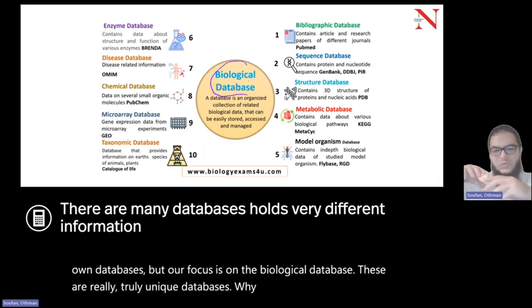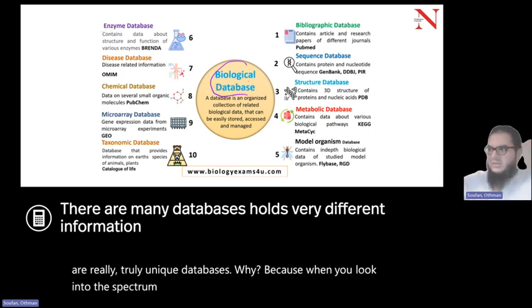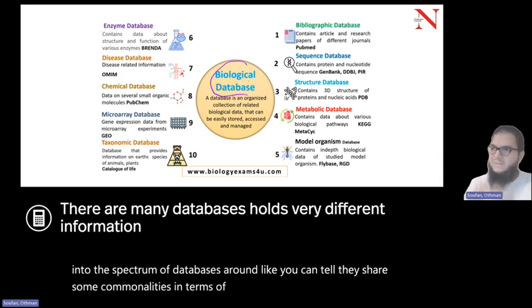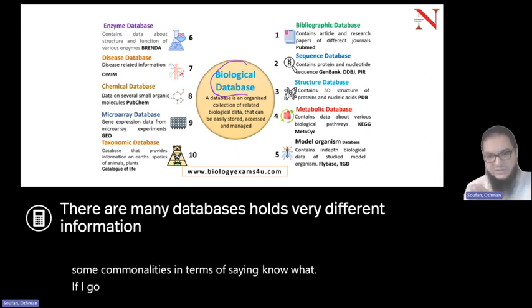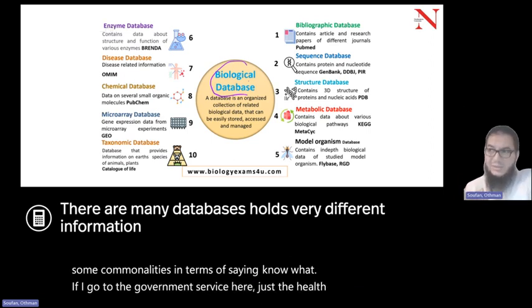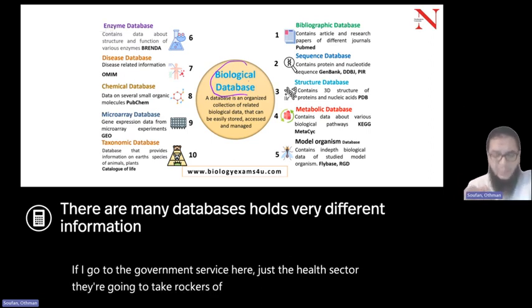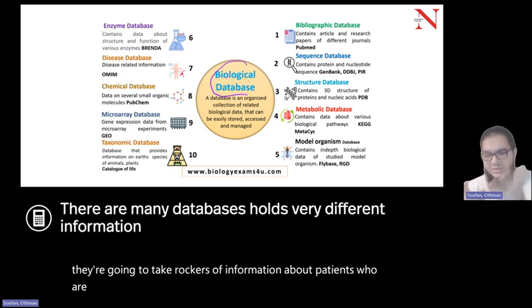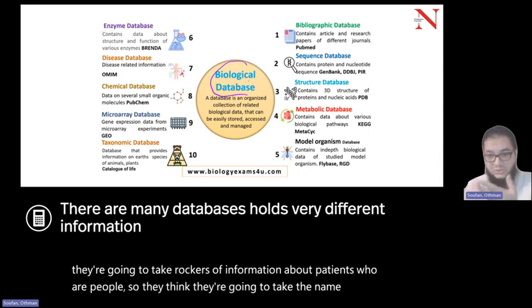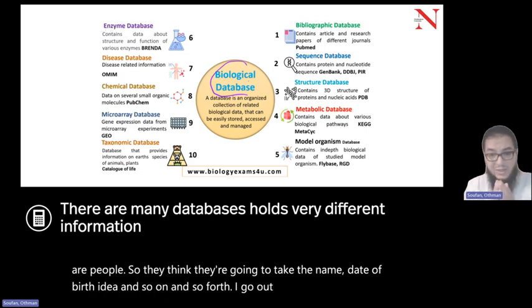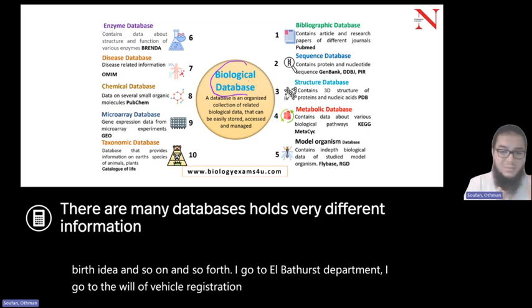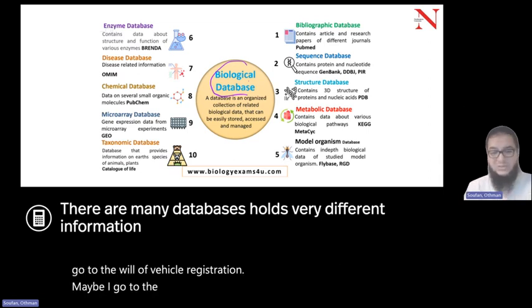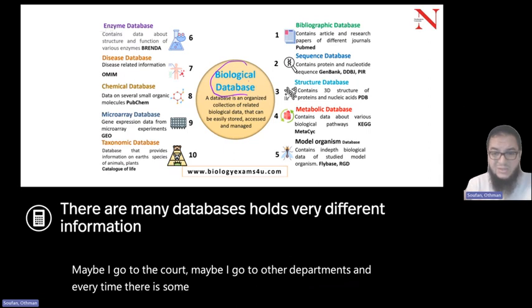Why? Because when you look into the spectrum of databases around, you can tell they share some commonalities. If I go to the government service here, which is the health sector, they're going to take records of information about patients who are people. So basically, you're going to take the name, date of birth, ID, and so on and so forth. I go to the health department. I go to the vehicle registration. Maybe I go to the court. Maybe I go to other departments. And every time there is some commonality in terms of some information they collect.